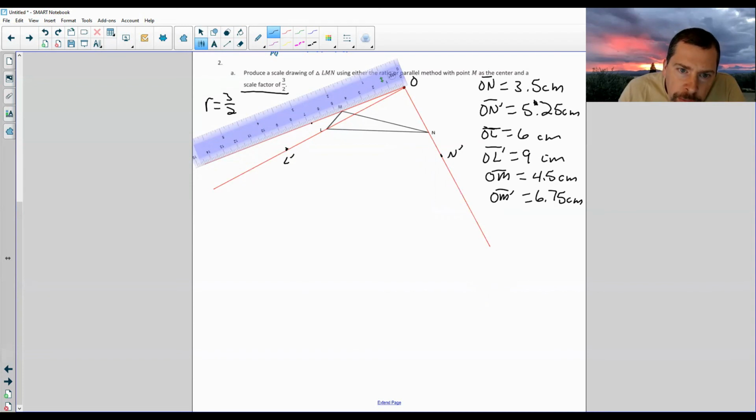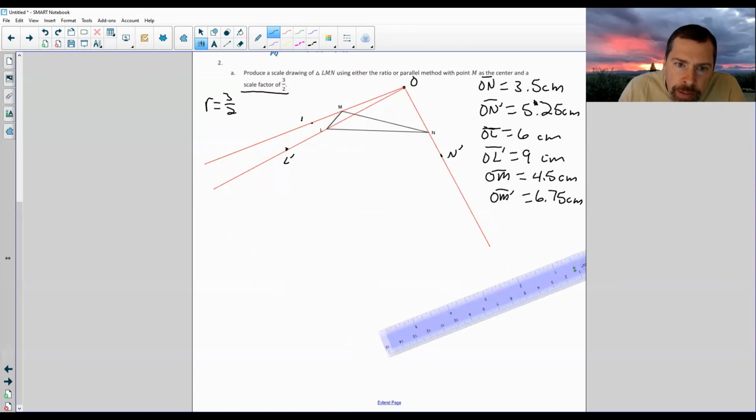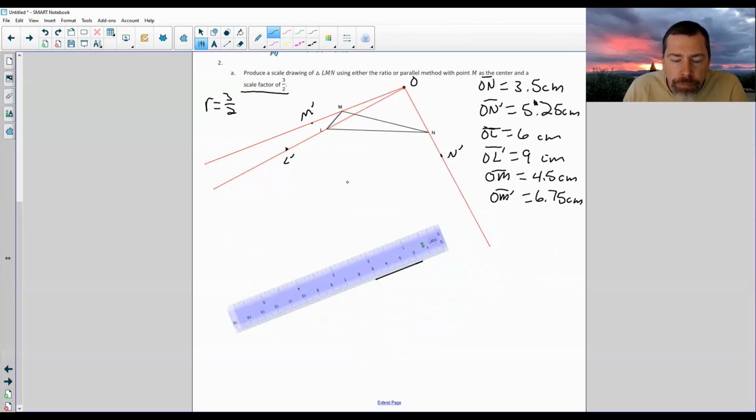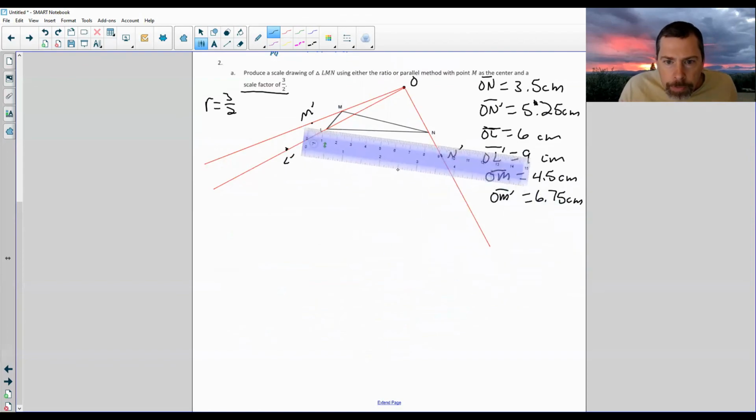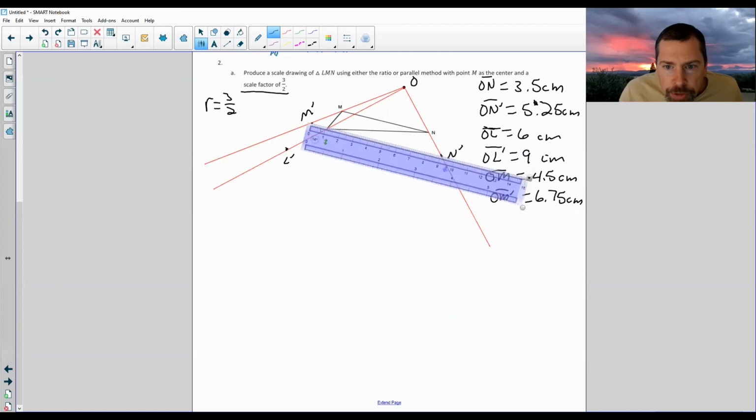6.567 and a little bit more, just in between those two. Move my ruler out of the way. That is M prime. And then I would use my ruler to connect the dots. Let me put my ruler on M, rotate it to N, and we'll make it green. So there is segment M prime, N prime.